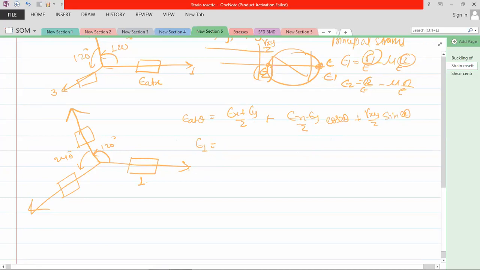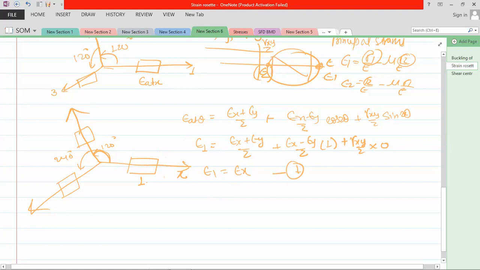E1 is equal to, here theta is 0 because it is along the x direction. Whatever angle is made from the x direction is measured in the counterclockwise direction. So E1 is equal to epsilon x plus epsilon y by 2 plus epsilon x minus epsilon y by 2 cos 2 theta, that is cos 0 degree, that is 1, plus gamma xy by 2 into 0. That means you are getting E1 as epsilon x. Okay, this is your first equation.